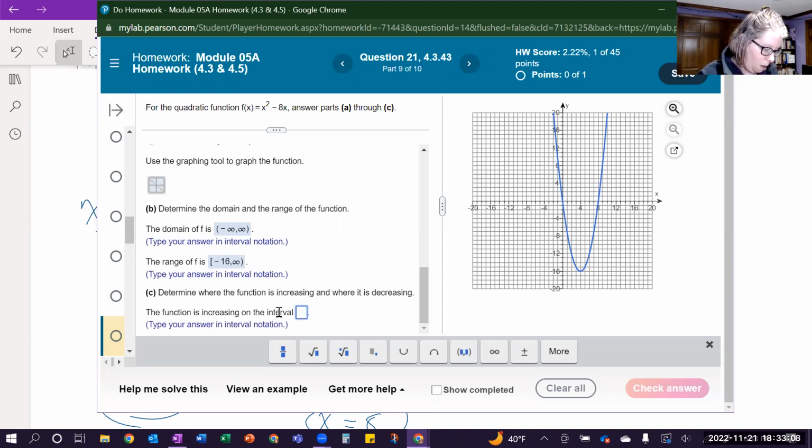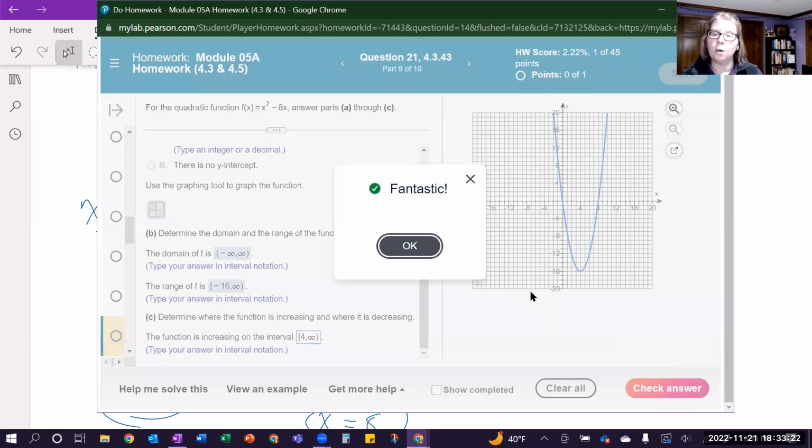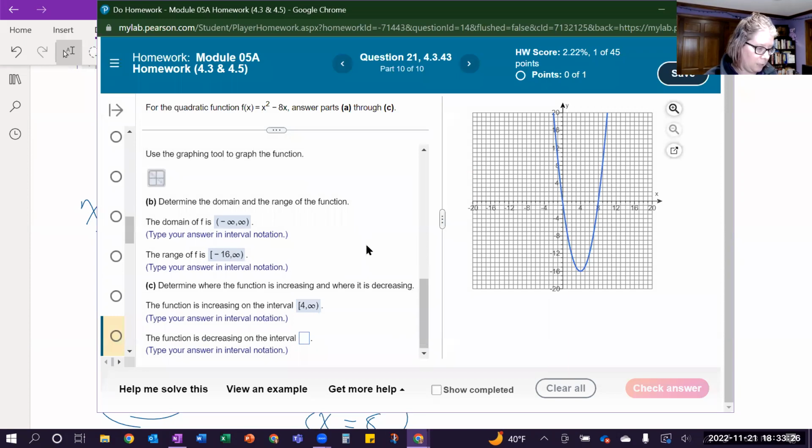So I'm going to do bracket and then 4, infinity. So everything from 4 and to the right is where my graph is increasing because that's where you see it going up. Okay, I was right. So you include with a bracket your increasing and decreasing interval values, except for when you have infinity.